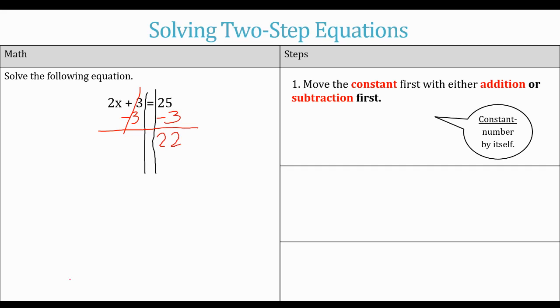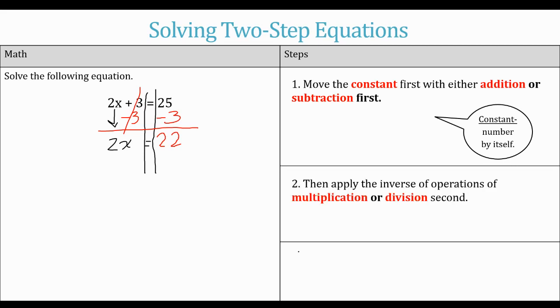Okay. Now we're going to bring down whatever we did not touch, which includes this 2x over here and our equal sign. So now we have 2x equals 22, which hopefully looks familiar. That's a one-step equation now. So the second step is to then apply the inverse of operations of multiplication or division second. So normally it's either going to be multiplication or division. Hopefully you see here that 2x is the same as saying 2 times x. So that's multiplication, and we want to do the inverse of multiplication, which is division.